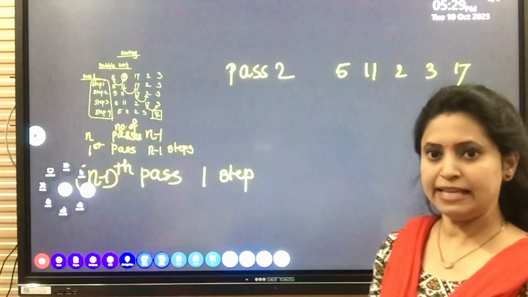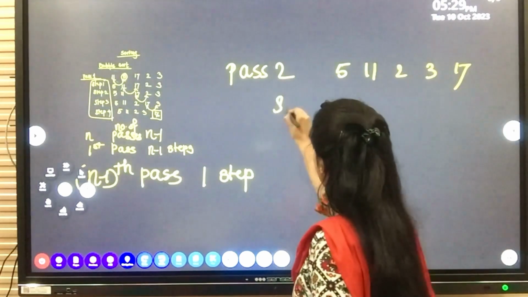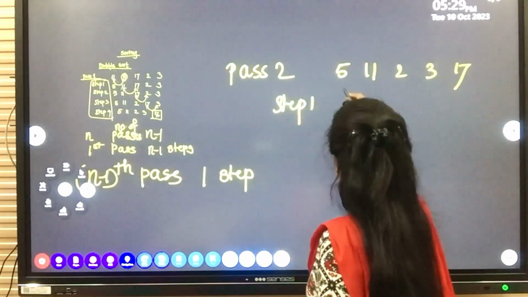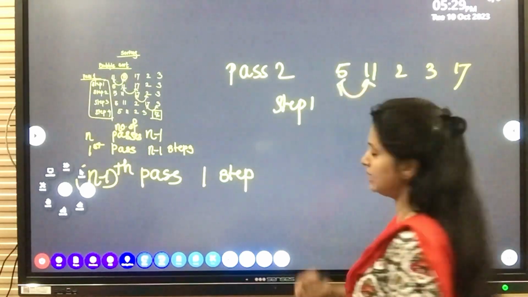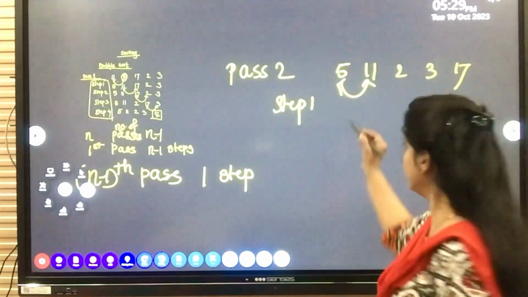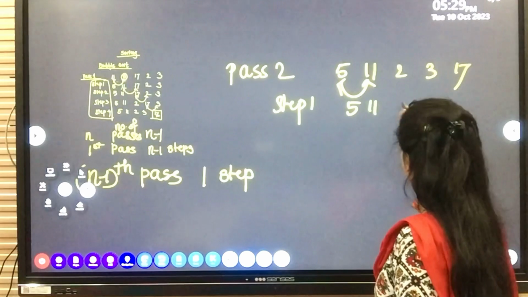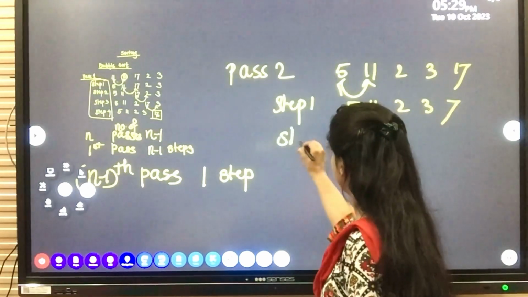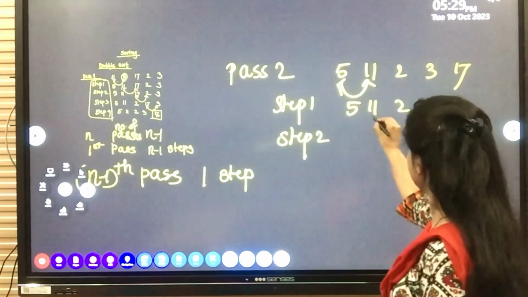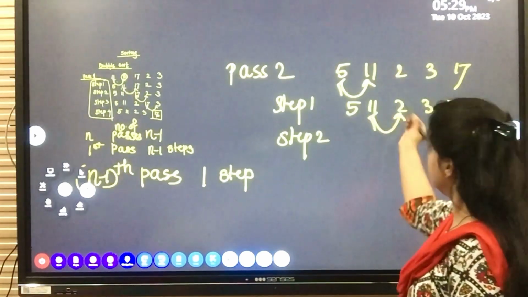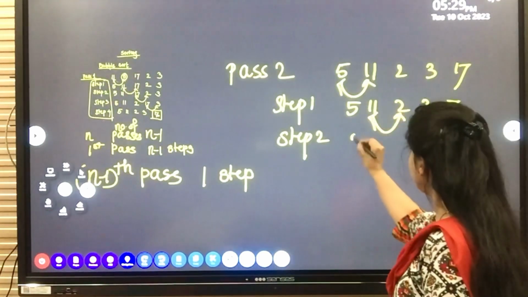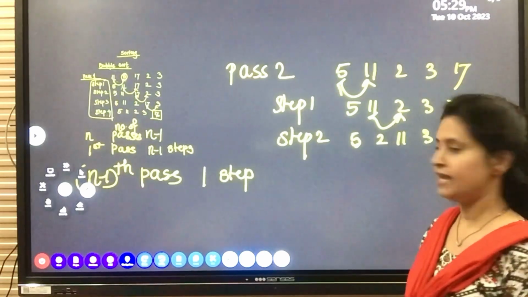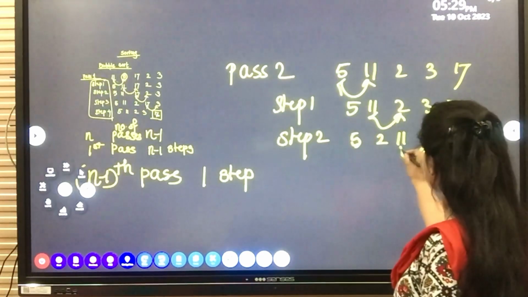So these are the elements. Again we will repeat all the steps. In step 1, again we will compare these two elements. If it is required to rearrange, we will rearrange. If not, we will keep it as it is. Then next, step 2. Here we will compare these two elements. Again rearrangement is required, 3 and 7. Next we have to compare these two.